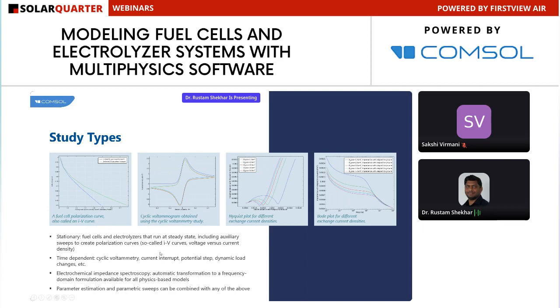Let's say I want to test my fuel cell when the current gets interrupted. What will be the transient performance of the fuel cell? Then you can see the current interruption. You can have a potentiostatic mode, dynamic loads, and impedance spectroscopy, and in some cases you want to estimate the parameters for your fuel cells. The parameter estimation for fuel cells can also be done in COMSOL.